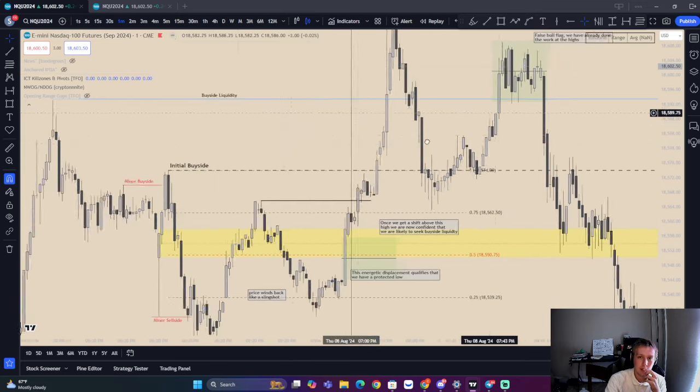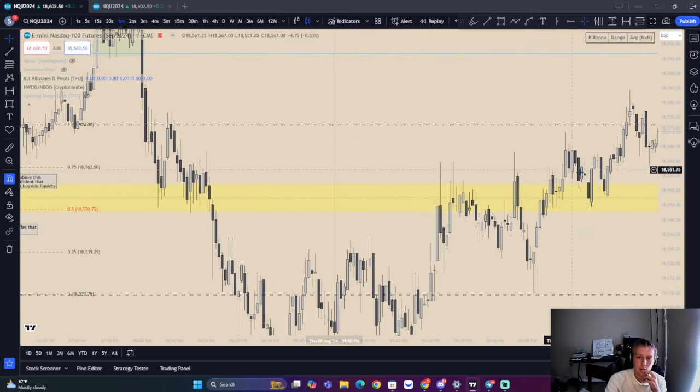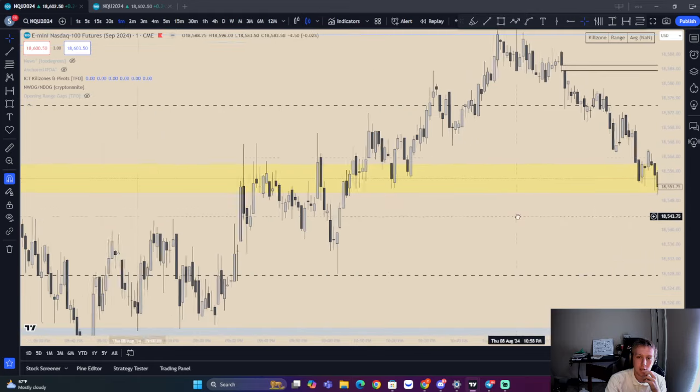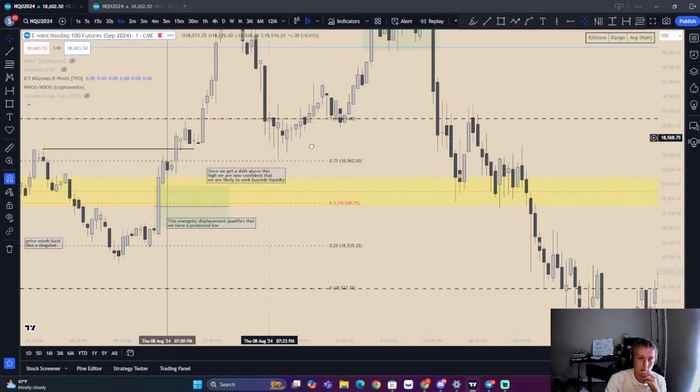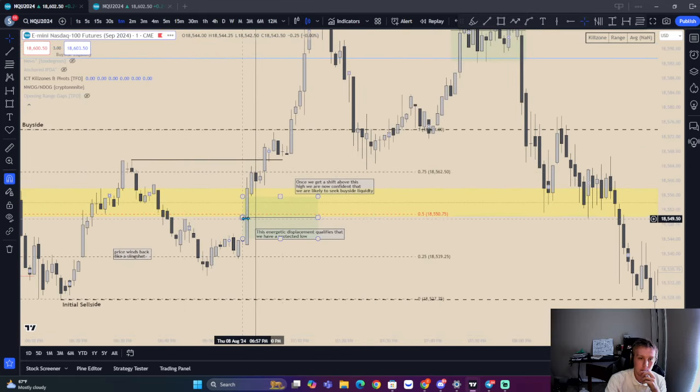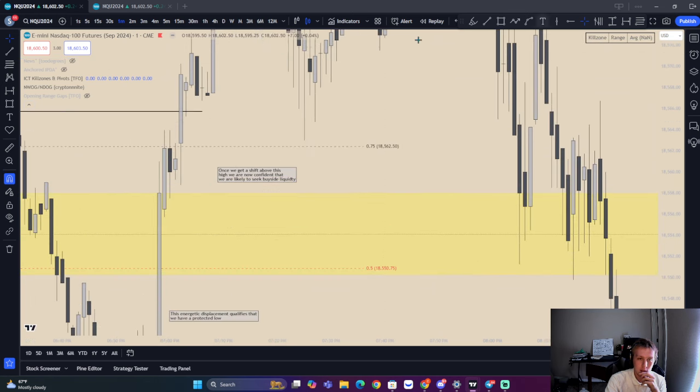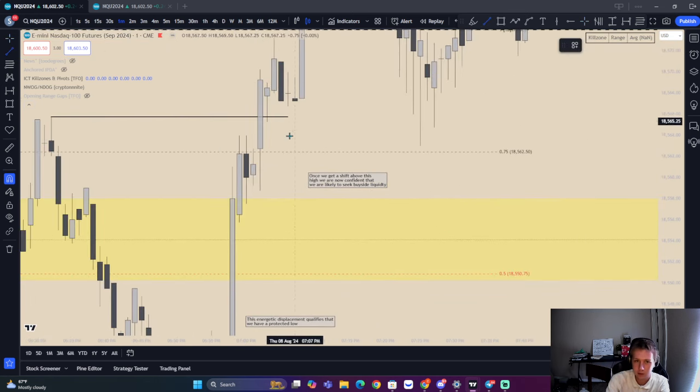It's 7 p.m. 7 p.m. to 9 p.m. is the Asia session that we're looking for. This gets left as a breakaway gap, doesn't even get traded into, and ICT uses this as an order block.